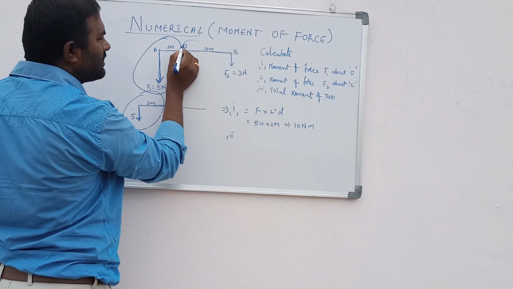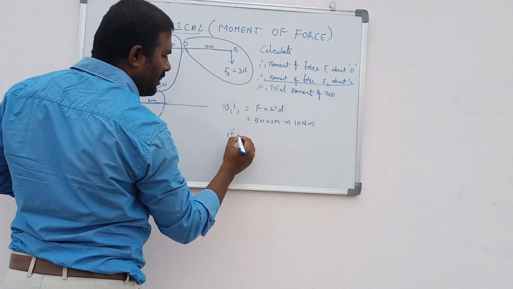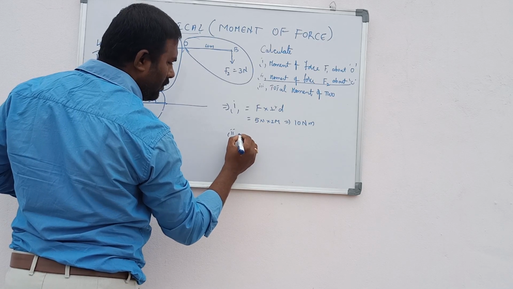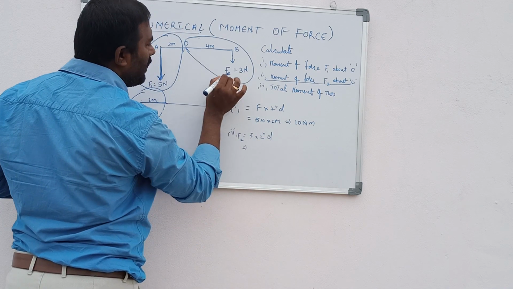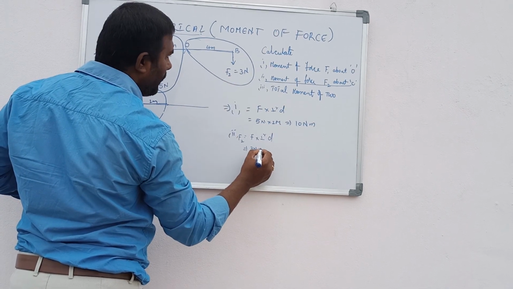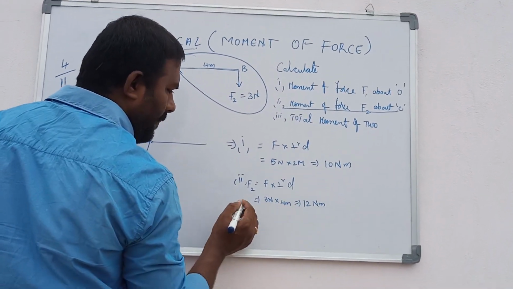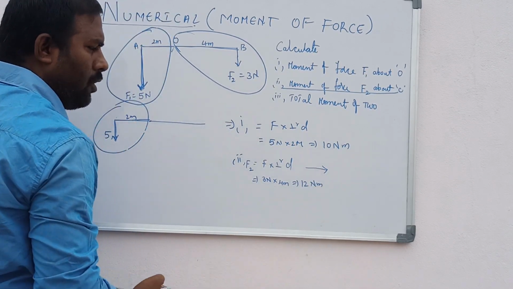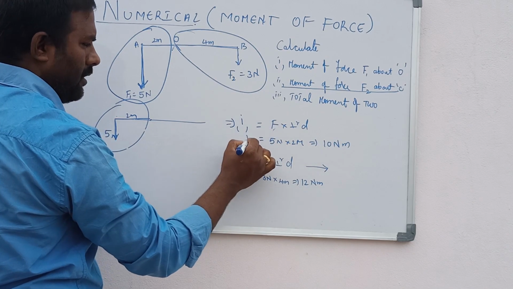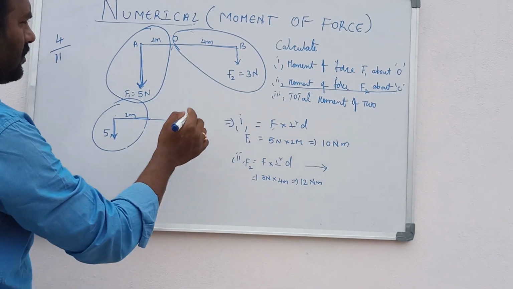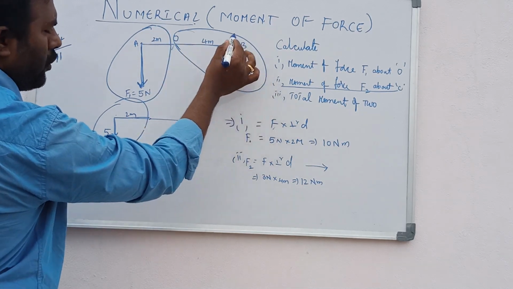Second one, this is the distance and this is the force. They are asking the moment of force at F2. So moment of force at F2 is force into perpendicular distance again. Force is how much here? 3 newtons, and the perpendicular distance is 4 meters. Therefore this is 12 newton meters. This is the moment produced at O by F2, and the moment produced at O by F1 is 10 newton meters. This is the moment of force of 12 newton meters.